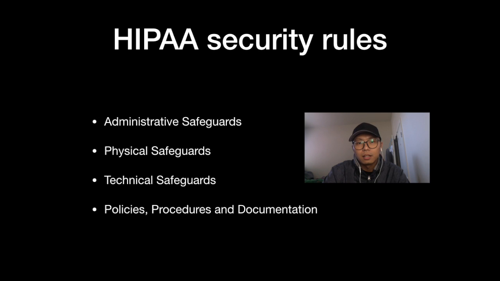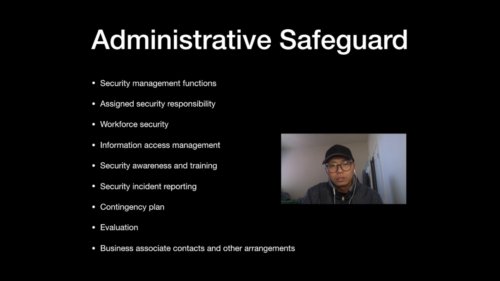The standards contained in the HIPAA security rule are divided into four categories, for example, physical safeguard and technical safeguard. The administrative safeguard section of the final rule contains 9 standards, for example, security management functions and workforce security evaluation. The first one, security management functions, requires the CE to implement policies and procedures to prevent, detect, contain, and correct security violations.